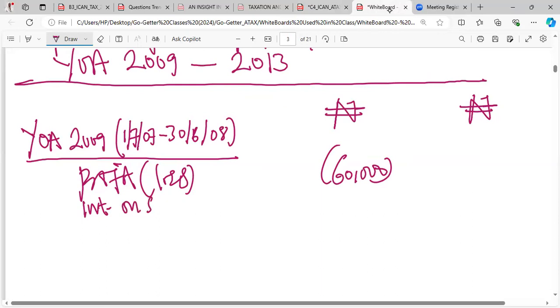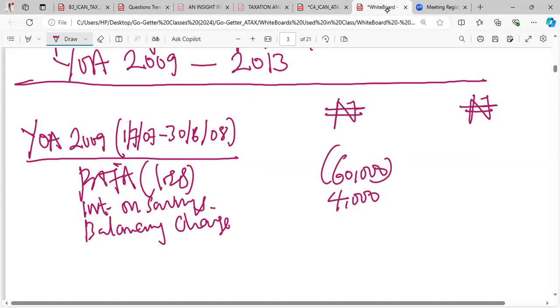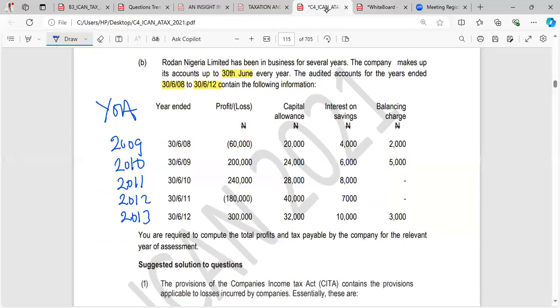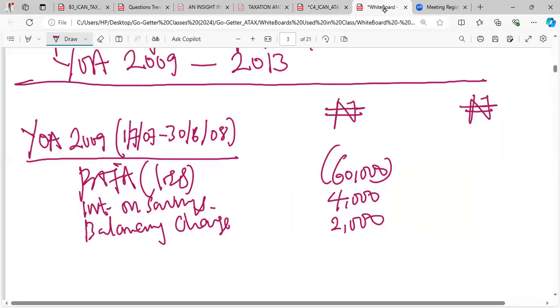Interest on savings, 4,000. Balancing charge is also an income, 2,000. So you see how it's used to relieve it. So when you add them together, you have nil.